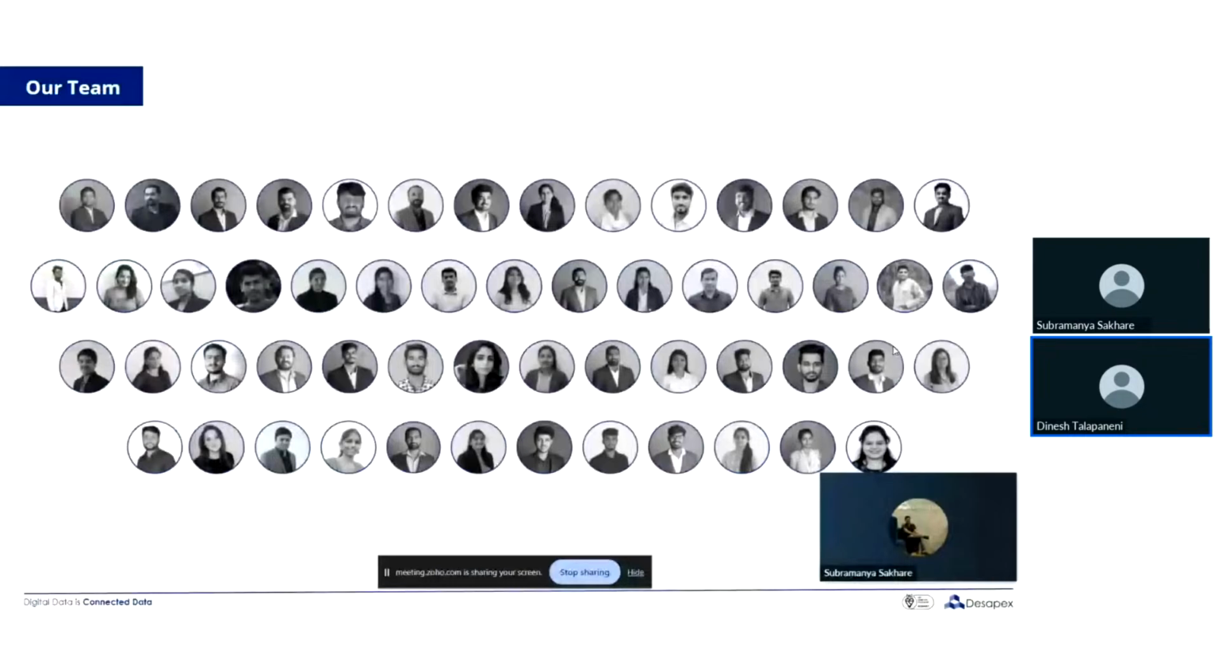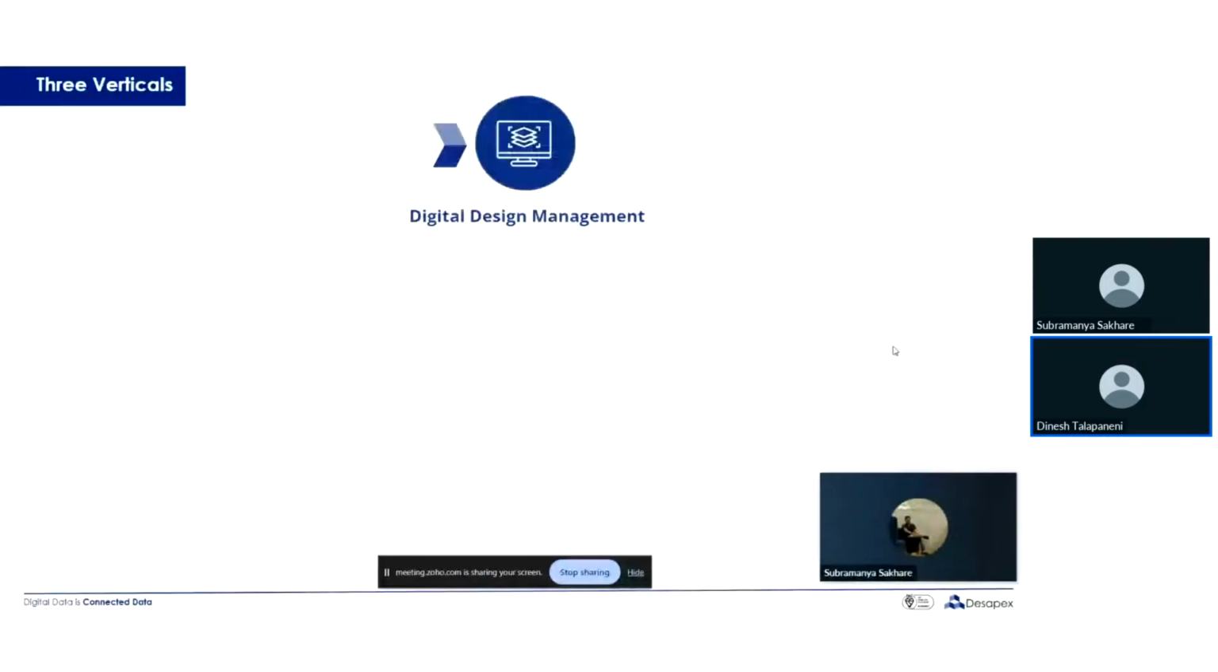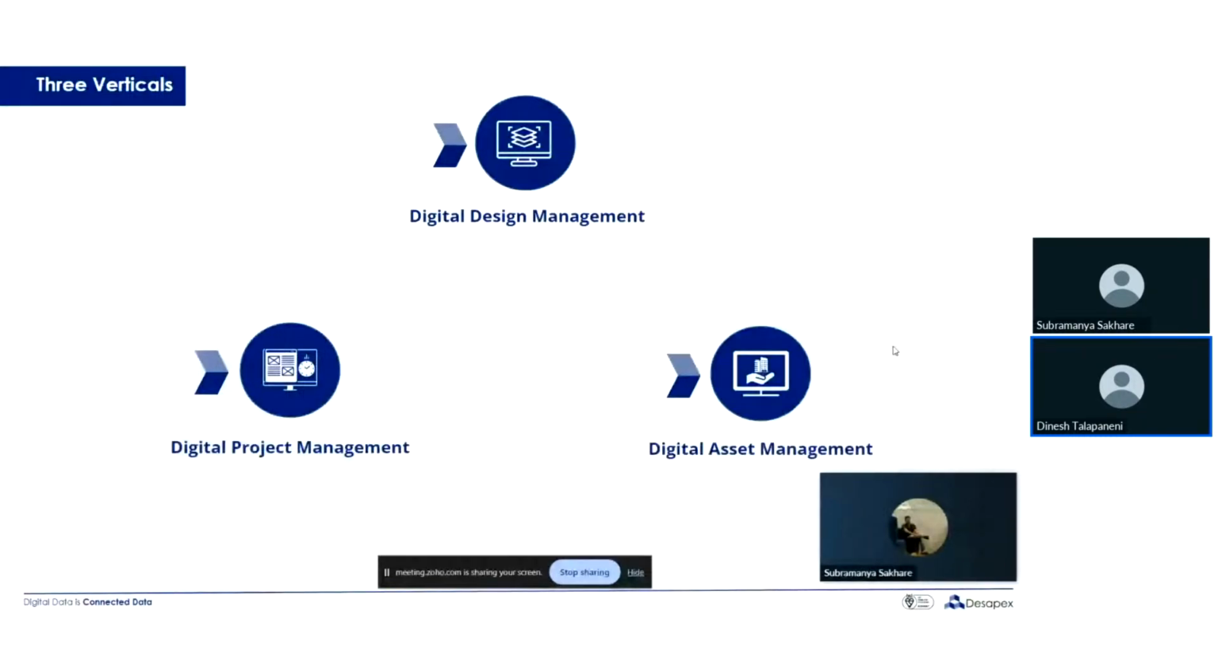We have basically three verticals where we provide these services: digital design management, digital project management, and digital asset management. In digital design management, we manage the design being developed by the design teams, where we do architectural, structural, mechanical, electrical, and firefighting modeling, and help with clash detection and coordination, BIM-based construction services, quantity takeoff, and various other things. We'll go deep into each service one by one.